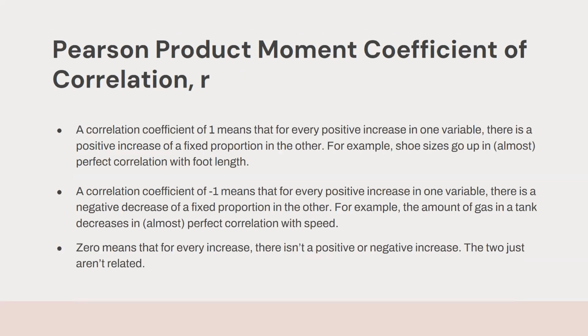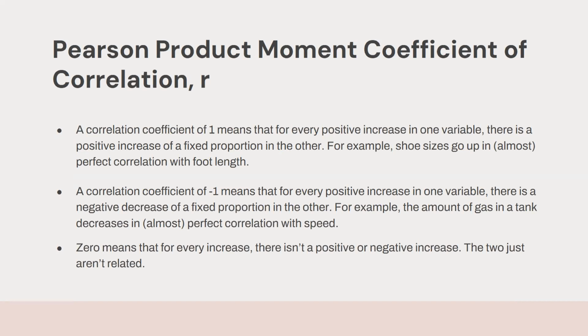So, Pearson's product moment coefficient of correlation R. A correlation coefficient of 1 means that for every positive increase in one variable, there is a positive increase of a fixed proportion in the other. So, example nun, yung shoe size, di ba? Kapag tumaas yung shoe size, may correlation yun dun sa foot length. 'Di ba? 'Pag lumaki yung shoe size, may correlation siya dun sa foot length. So, may positive correlation, ibig sabihin nun.